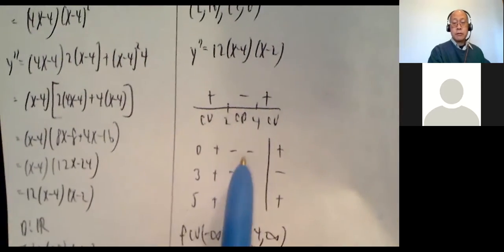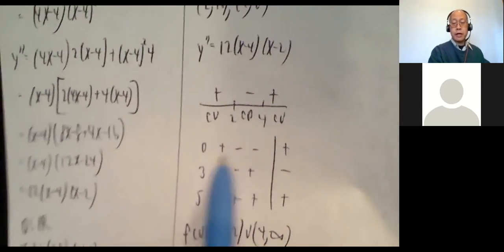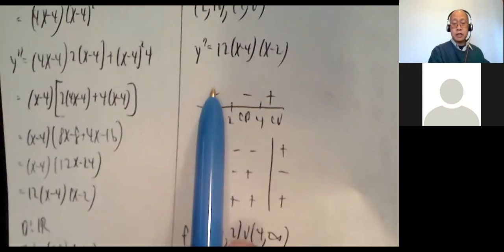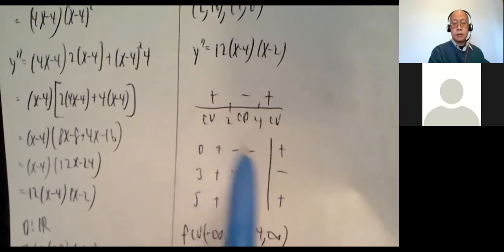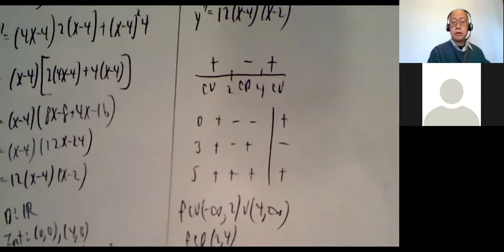12 is positive, plugged in 0. 0 minus 4 is negative. 0 minus 2 is negative. So I'm multiplying a positive times a negative times a negative. That's positive. That's where that plus comes in. Same thing here, same thing here. All right, thank you. Okay, welcome.